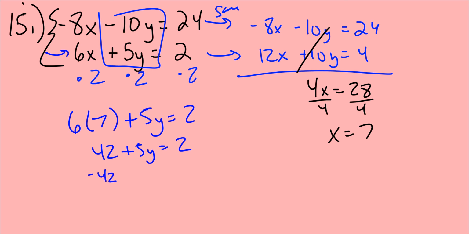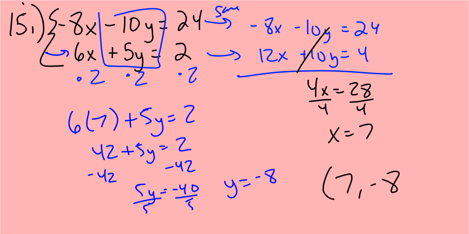I subtract 42 from both sides. Remember, you've got to get rid of the addition, which is adding 42. You get 5y equals negative 40. Then you divide by 5. You get y equals negative 8. You get an x, you get a y, you write it as an ordered pair: 7, negative 8. And that's your solution.